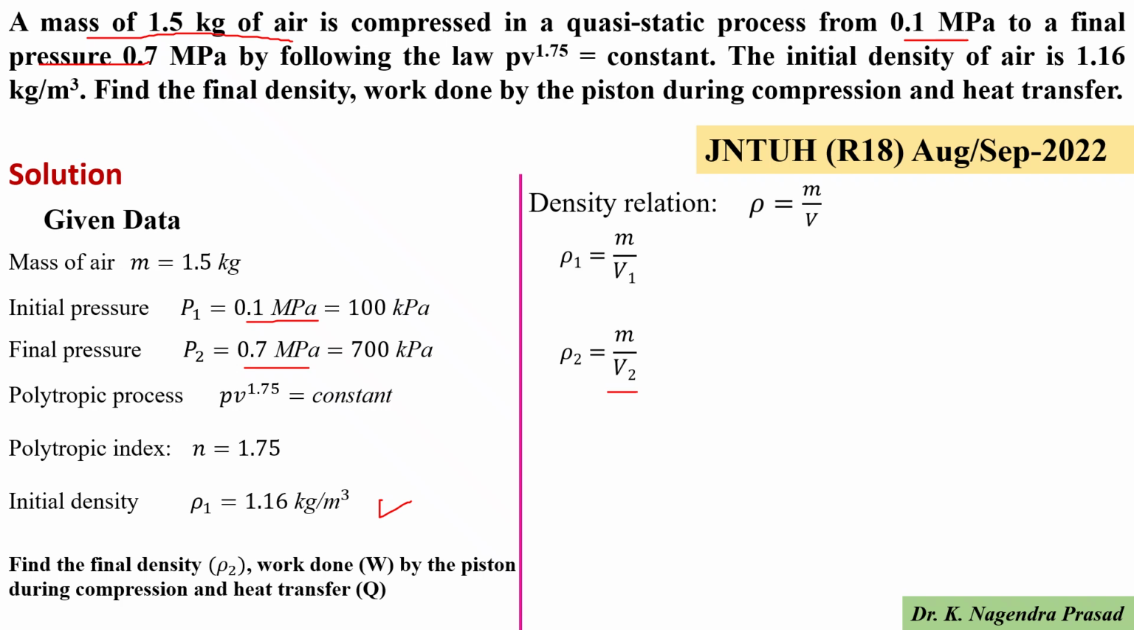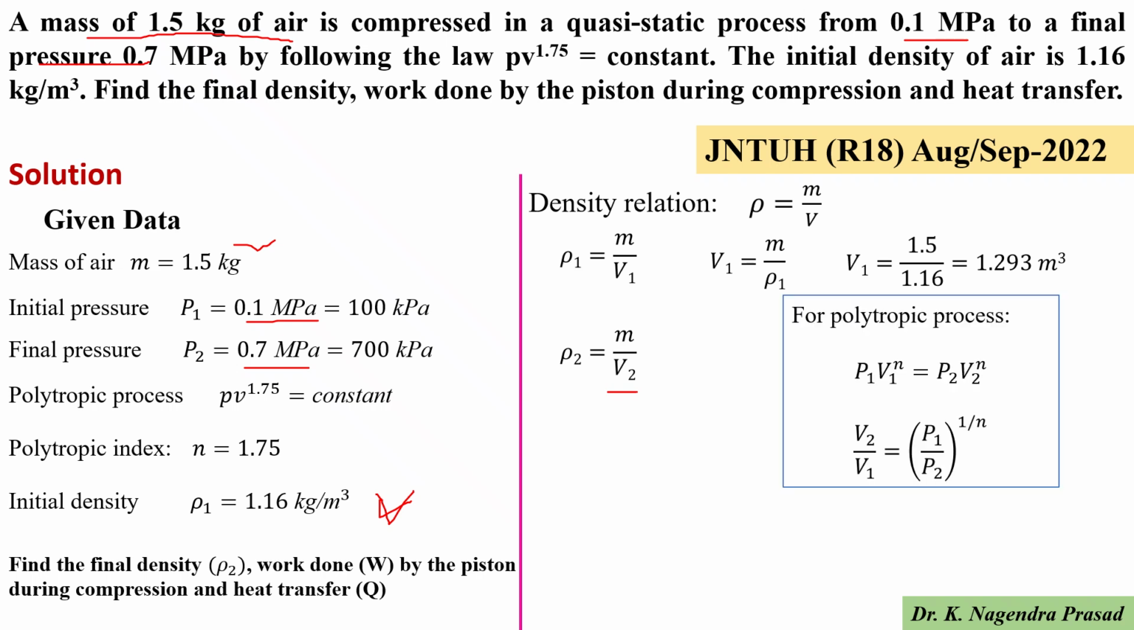So first we have to determine the V1 value by using the rho 1 equation. So rho 1 equal to m by V1, then V1 equal to m by rho 1. Here m is given as well as rho 1. So V1 equal to m, which is 1.5, and rho 1 is 1.16, then V1 equal to 1.5 divided by 1.16, which is equal to 1.293 meter cube. So we know the V1 value, then we have to determine the V2 value.